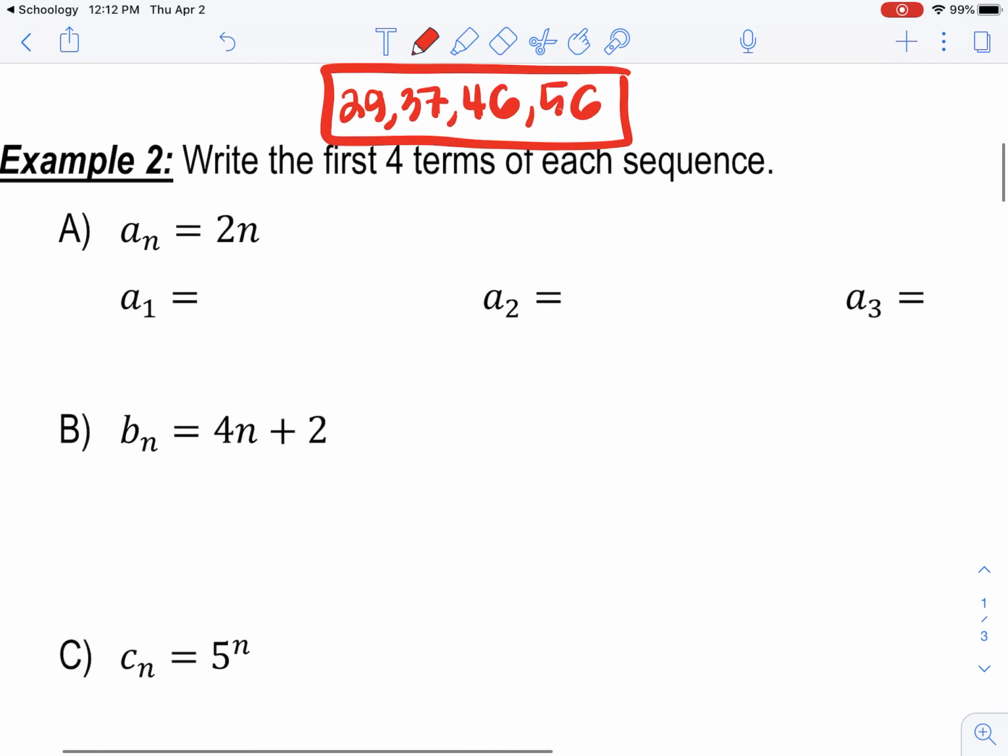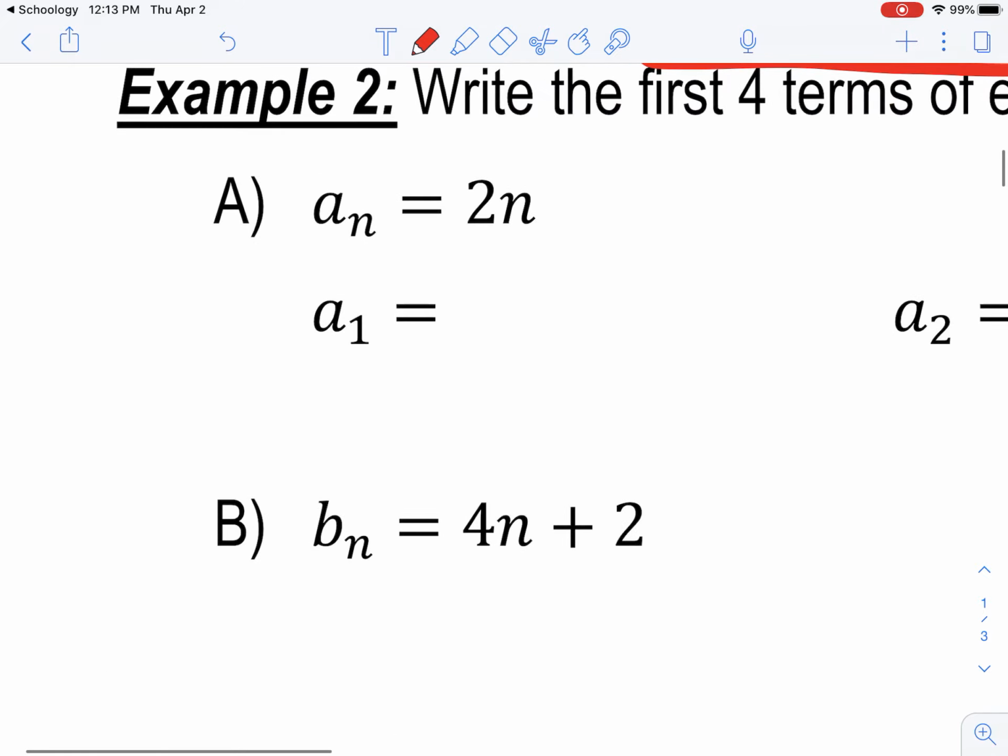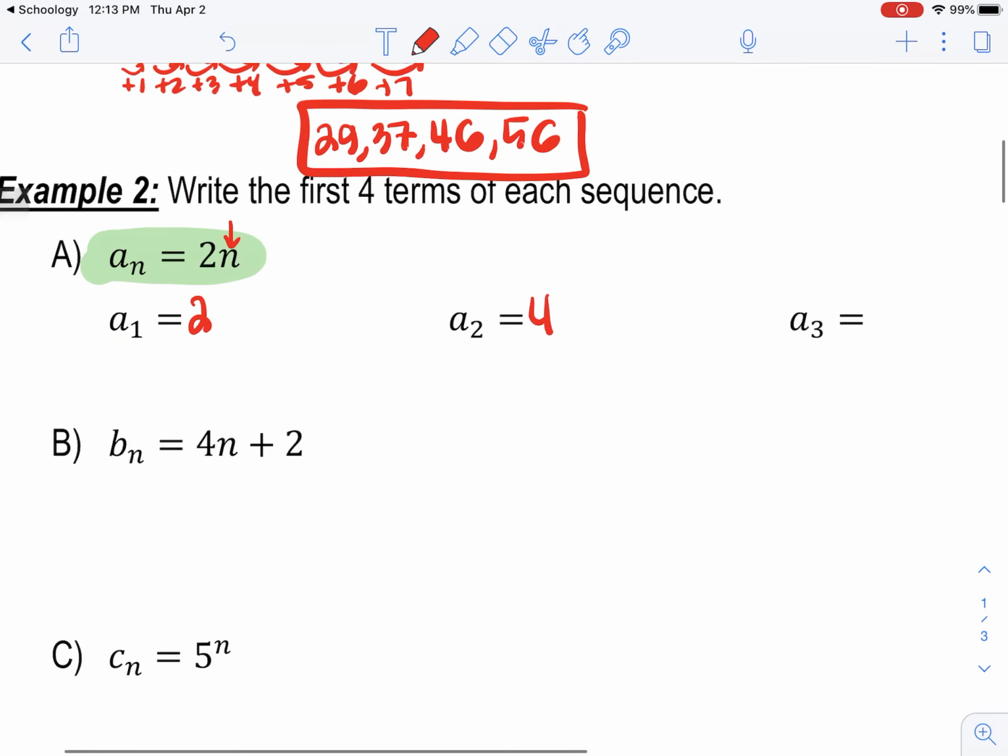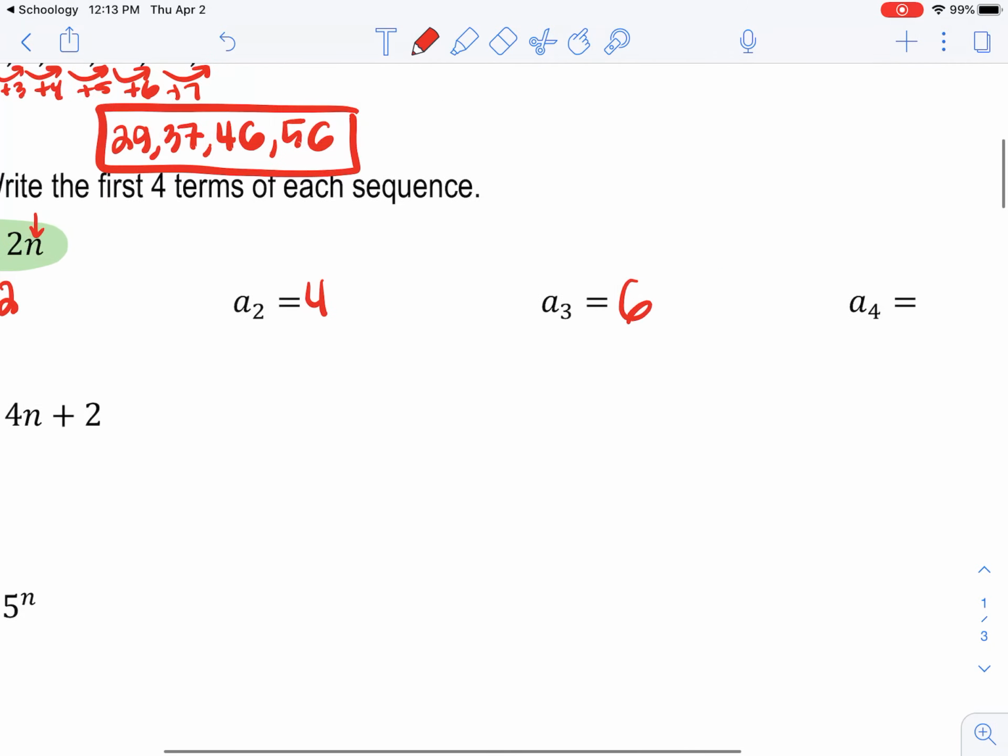Okay. Next, it says write the first 4 terms of each sequence. So what's going to happen is that they're going to give you an equation that the pattern follows. So this says a sub n is equal to double n. On the first one here, I want to find the first term. That's what this a sub 1 means, find the first term. So I'm going to plug in 1 for n. That's 2. My second term, I'm going to plug in 2 for n. That's 4. And then you can see you get 6 and 8.